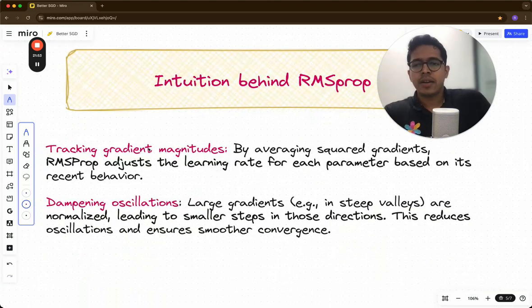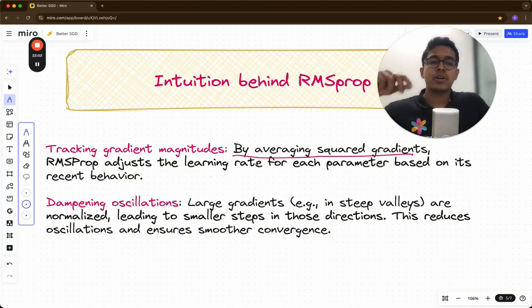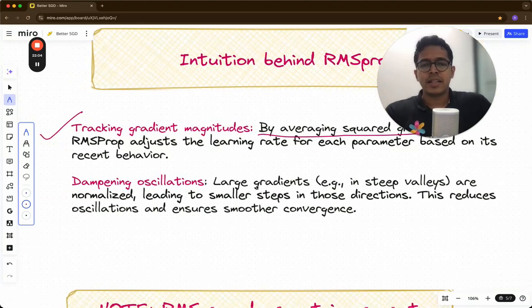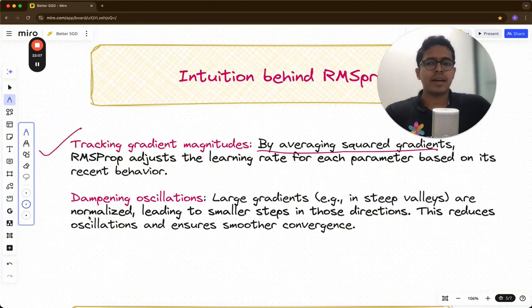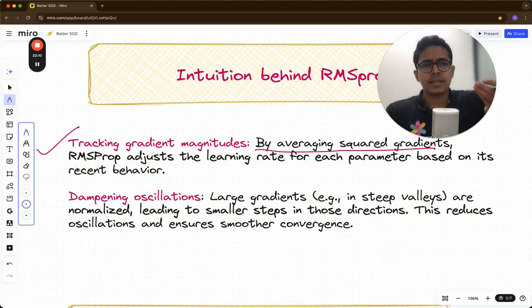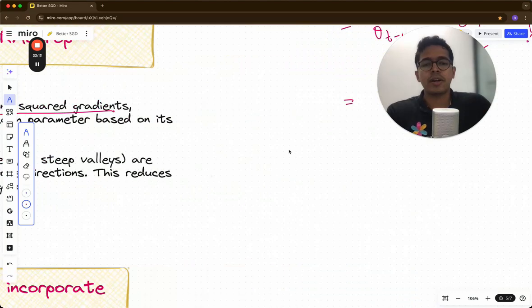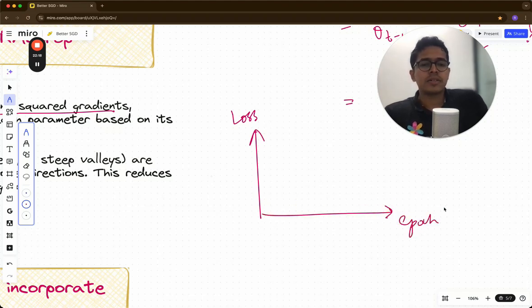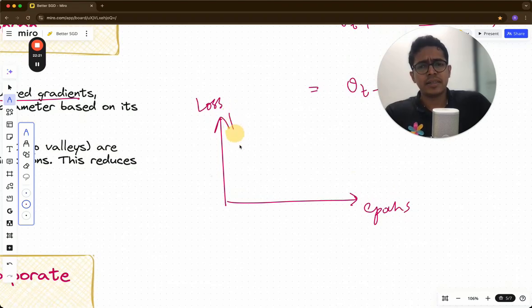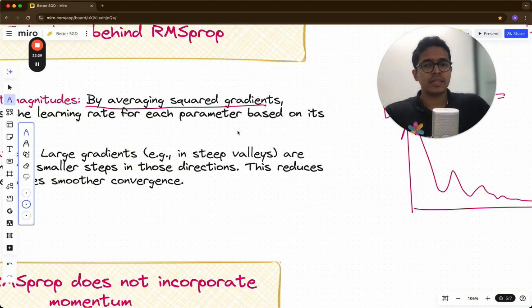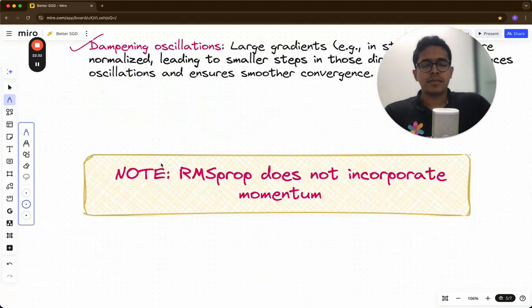All right. So that is what we are saying. Tracking the magnitude by averaging the squared gradient, root mean square propagation adjusts the learning rate for each parameter based on its recent behavior. Then dampening the oscillation, this we will see when we are implementing. Why do you call it dampening the oscillation? Where exactly is the oscillation coming from? This you will see when we plot loss as a function of epochs, because in momentum gradient descent the loss goes something like this. In root mean square propagation you will see what we mean by dampening the oscillation. So this we will see soon.